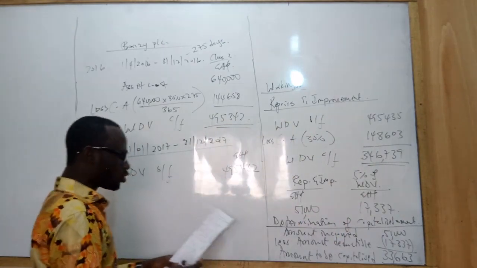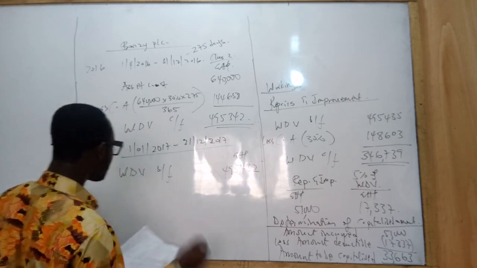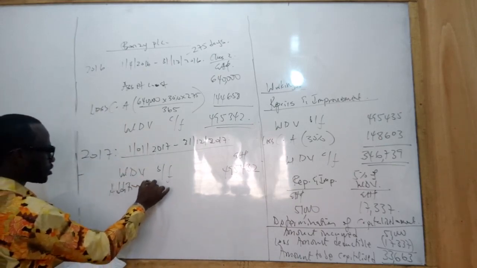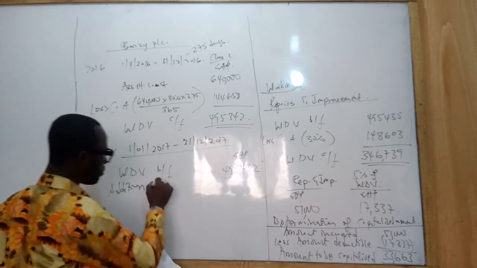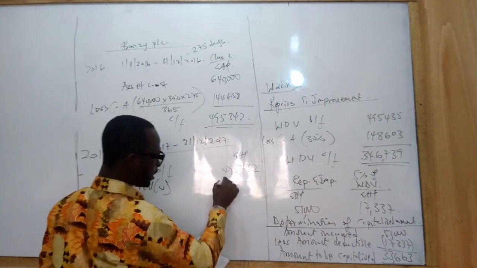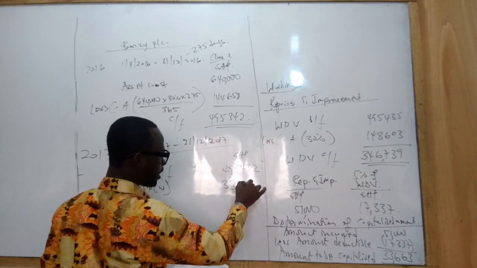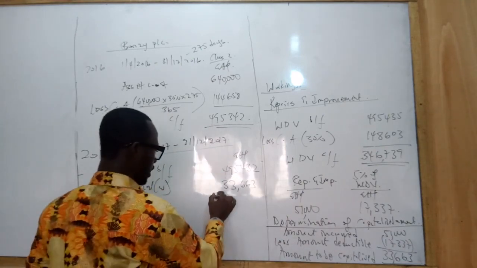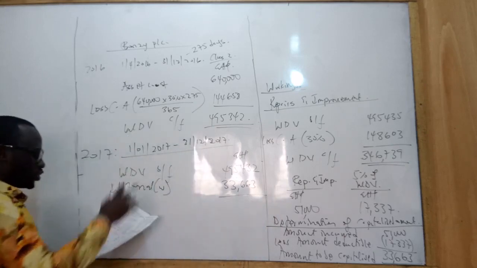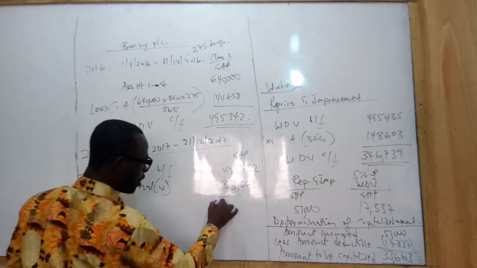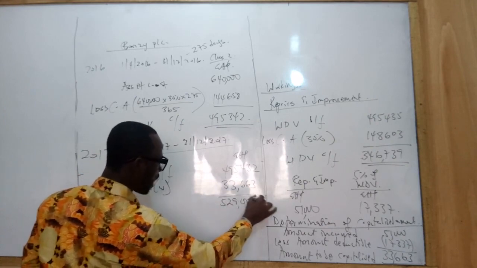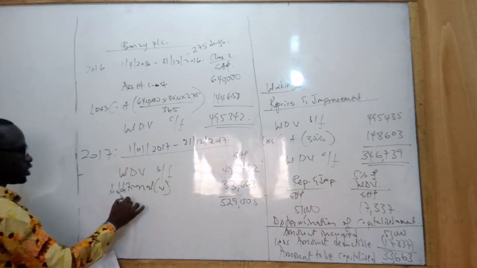So since the difference will be capitalized, what do we say? In 2017, we will say the addition that will be coming, which is from the workings we did, is 33,663. So that amount will be capitalized. If that amount is capitalized, then the depreciation basis will now become 529,005. So this becomes the depreciation basis.